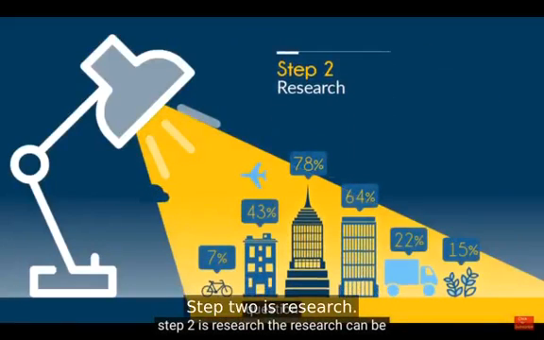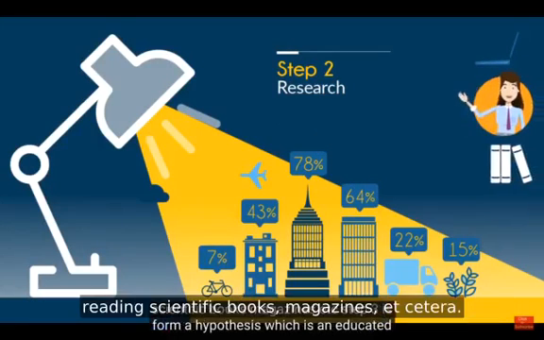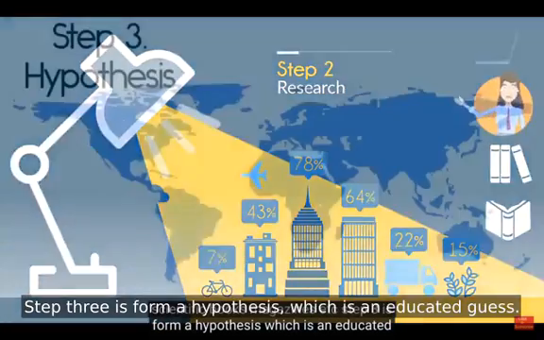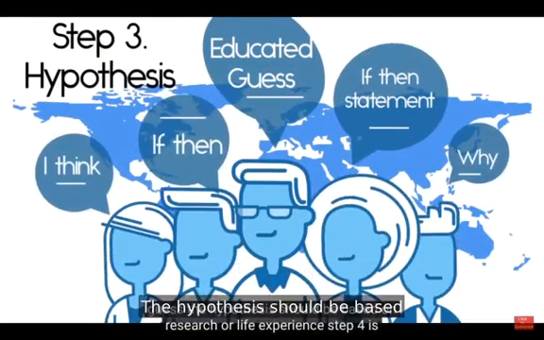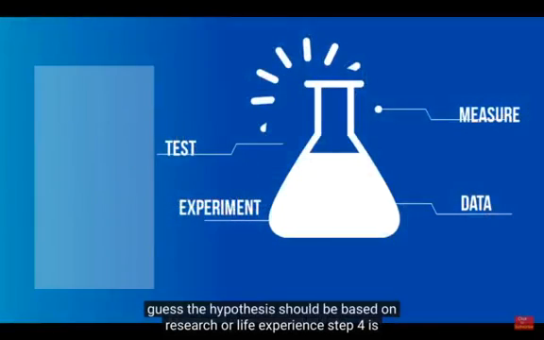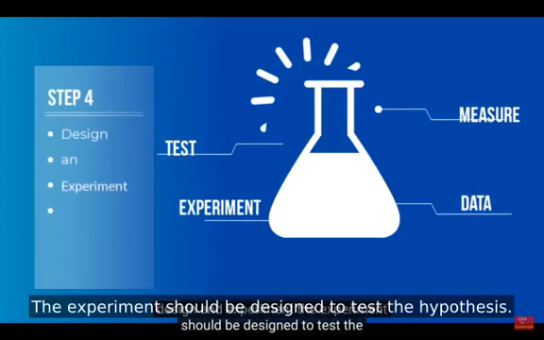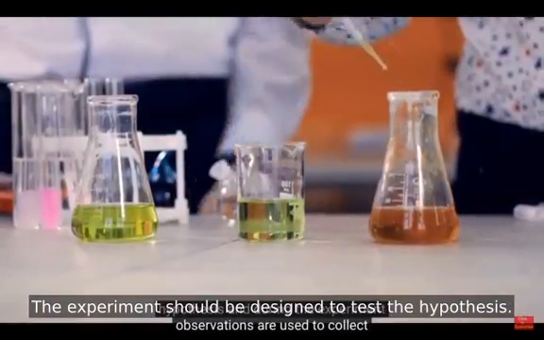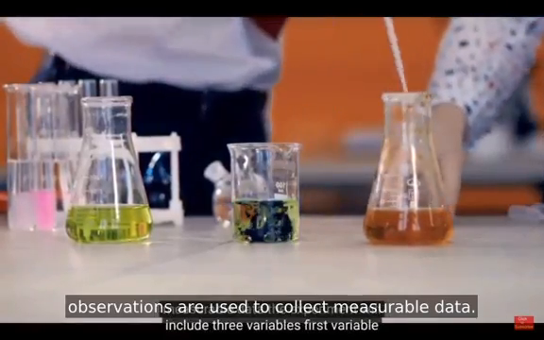Step 2 is research. The research can be in the form of looking on the internet, talking to other people, reading scientific books, magazines, etc. Step 3 is form a hypothesis, which is an educated guess. The hypothesis should be based on research or life experience. Step 4 is design an experiment. The experiment should be designed to test the hypothesis, and during the experiment, observations are used to collect measurable data.